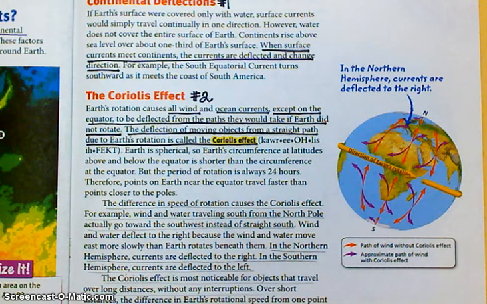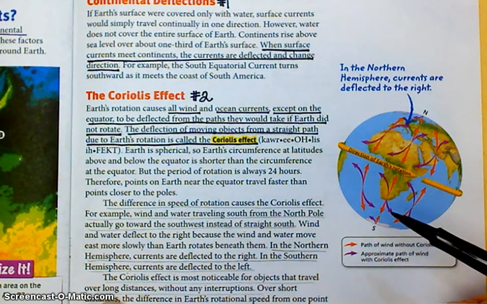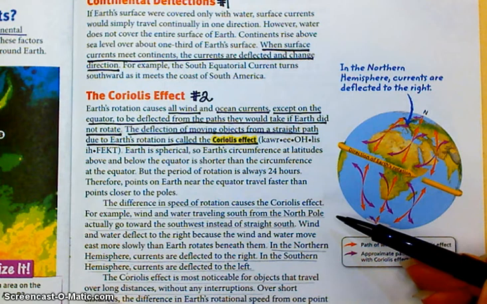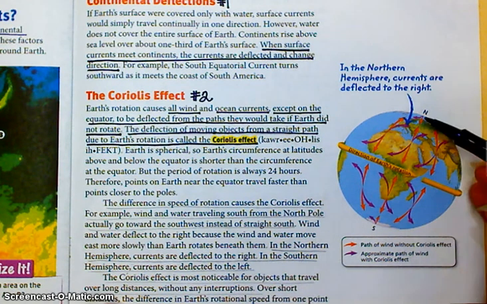And it's the difference in speed of rotation that causes the Coriolis effect. I pointed that out when we talked about the winds, but it's the same sort of principle. At the equator is a much fatter part of a sphere than up towards the North or the South Pole. And so if you're standing on a point close to the equator, you have to move through a much larger circle in 24 hours than you'd do if you were living near the poles.